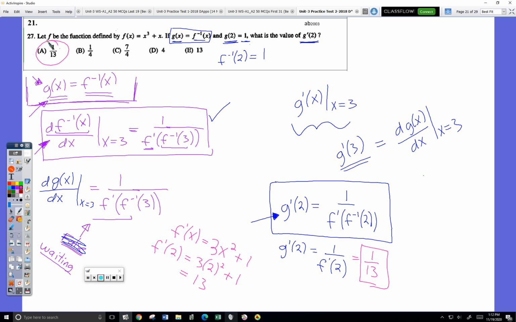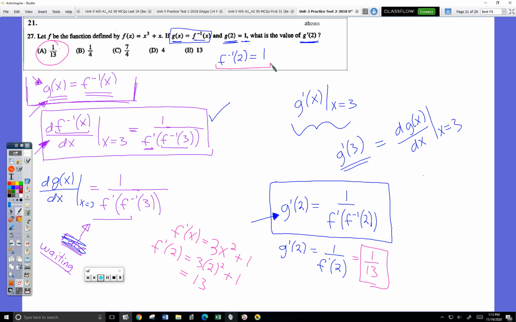I don't understand how g of 2 equals 1 equals f inverse of 1 equals 2. Hold on, let me make sure I heard it right. You're saying you don't understand this one. Gotcha. That's a really good question.